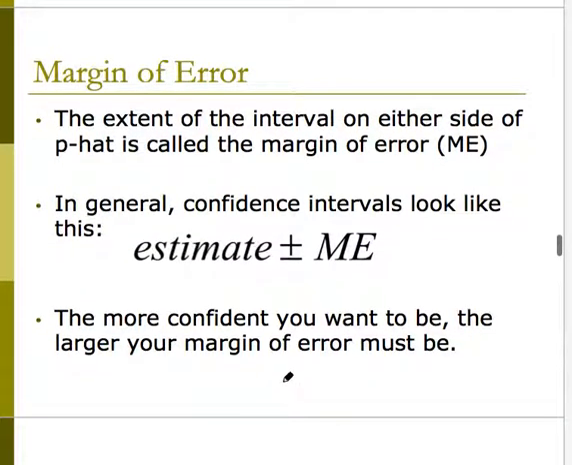So the extent of the interval on either side of P hat is what's called the margin of error. So generally it looks like this. We have an estimate, we have our P hat, and we're going to add or subtract what that margin of error is. So the more confident you want to be, the larger your margin of error must be. If you want to be 99% confident, you'll see how that changes versus 90% confident.